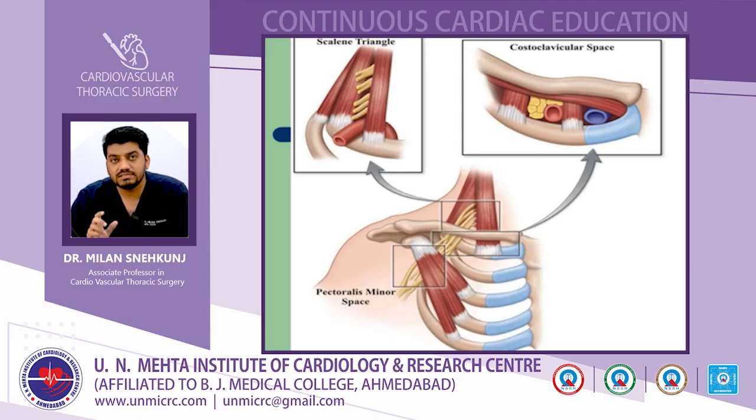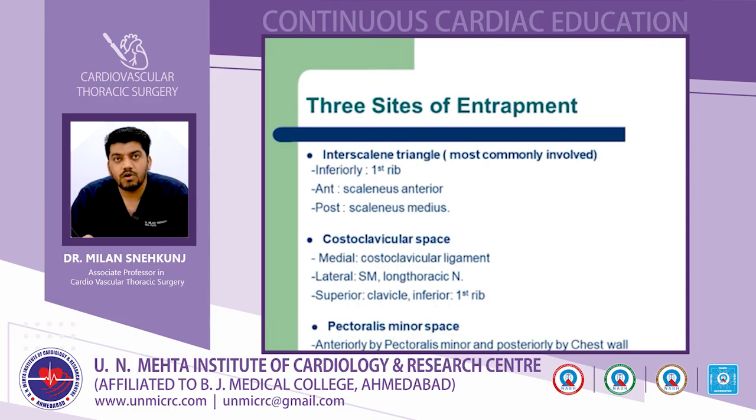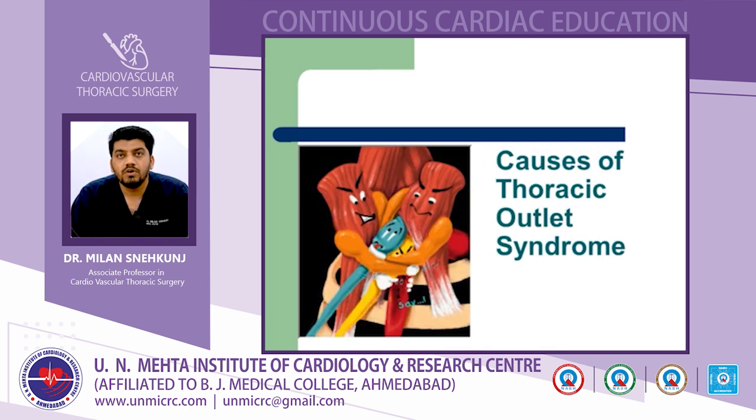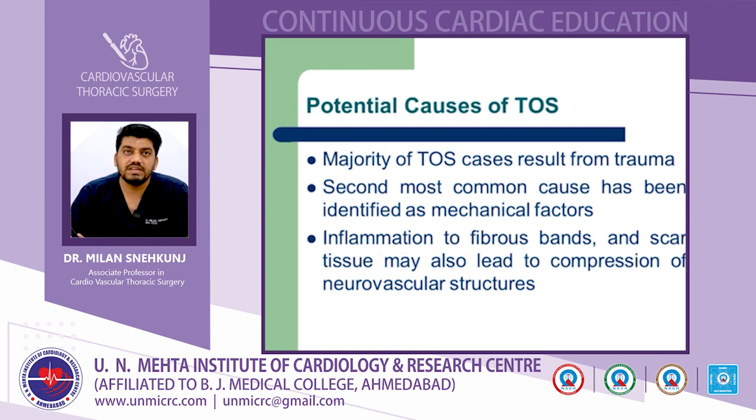And also there is the pectoralis minor space, which is bounded anteriorly by the pectoralis minor muscle and posteriorly by the chest wall. It also contains all three neurovascular bundles. It is also called the subcoracoid space. So here is the boundary of the interscalene triangle, costoclavicular space, and pectoralis minor space, which is also known as the subcoracoid space. So what are the causes of thoracic outlet syndrome?